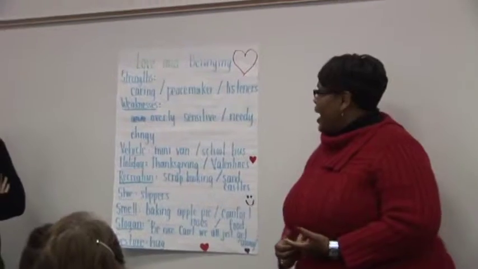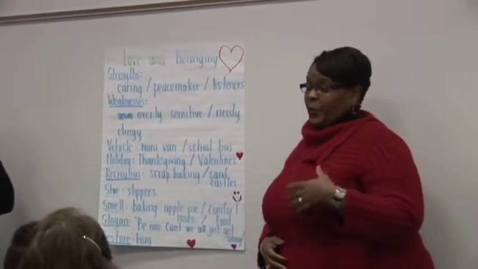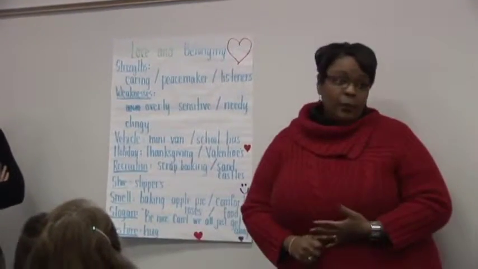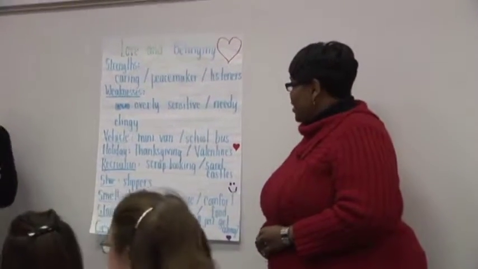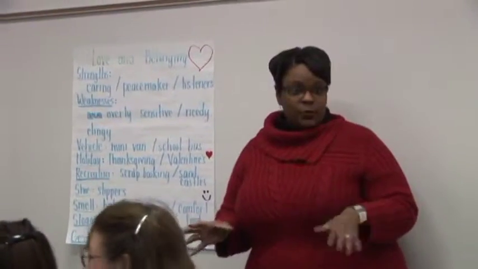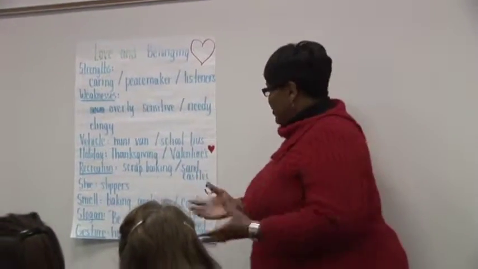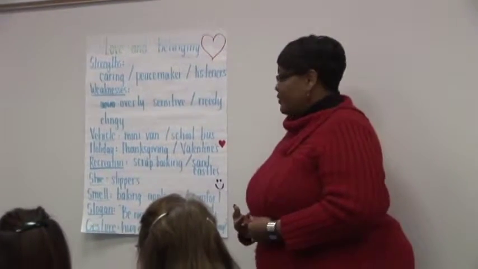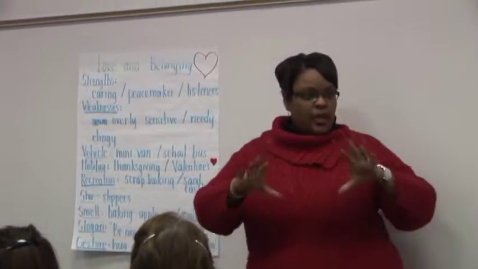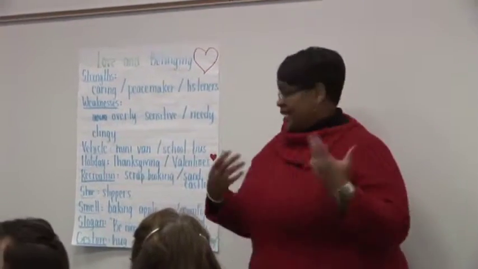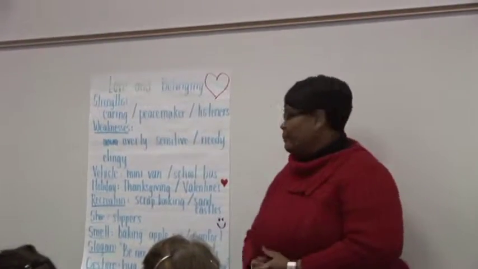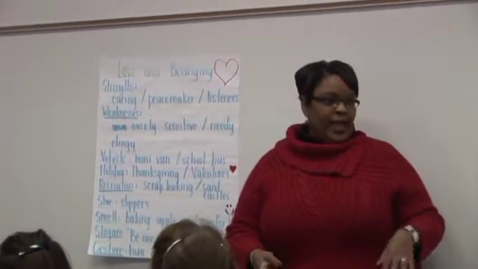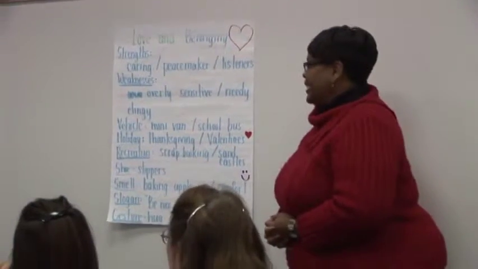The Loving Belonging group, we said that our strengths were we're caring, we're peacemakers, and we're good listeners. Our weaknesses as perceived by others is that we're overly sensitive, we're needy, and we're clingy. Our vehicle, of course, is either a minivan or a school bus because we're always wanting to carry people to do things. Holidays was Thanksgiving or Valentine's Day.